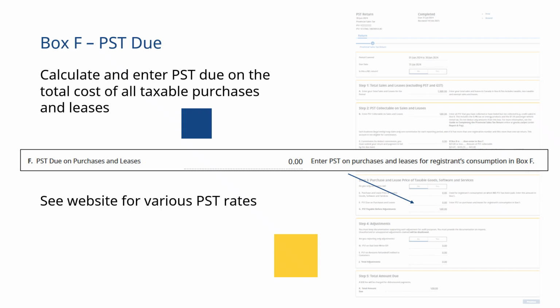In box F, we're going to calculate and enter the PST that's due on the total cost of all taxable purchases and leases. To clarify, this is calculated based on the value you listed in box E. The general PST rate is 7%, but the tax rate can vary depending on the items purchased or leased, so please see our website for a full list of PST rates.